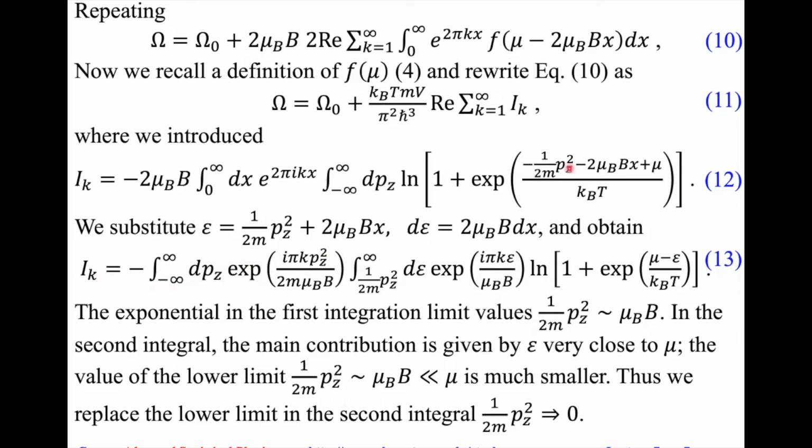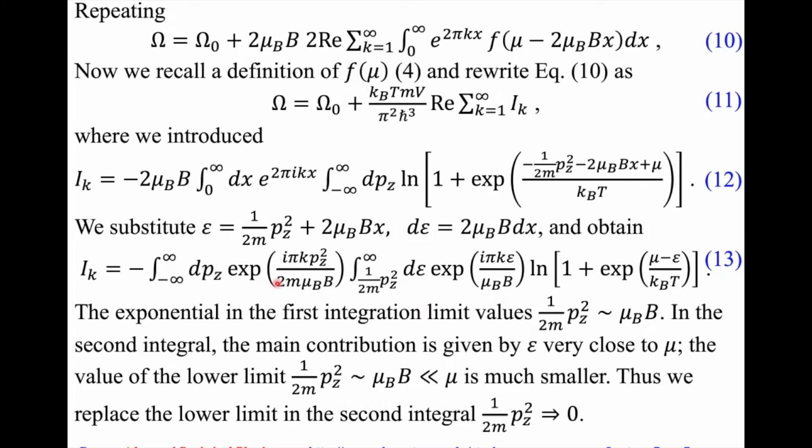and what depends on p_z, this multiplier. The integral over epsilon runs, when x is equal to 0, this is p_z squared over 2m. When x is infinite, it is infinity. So the integral from p_z squared over 2m to infinity of d epsilon, and the integrand contains what comes from the definition of x, and this one with p_z we took outside, it doesn't depend on x. And the argument of the exponential becomes mu minus epsilon divided by k_B T.